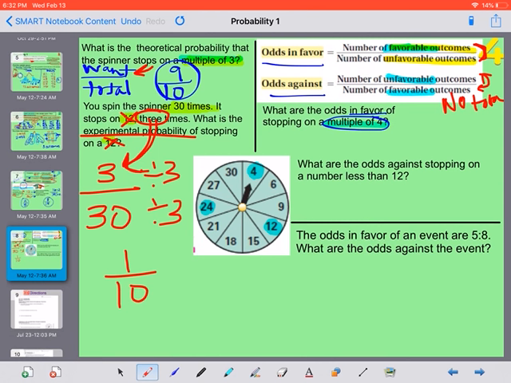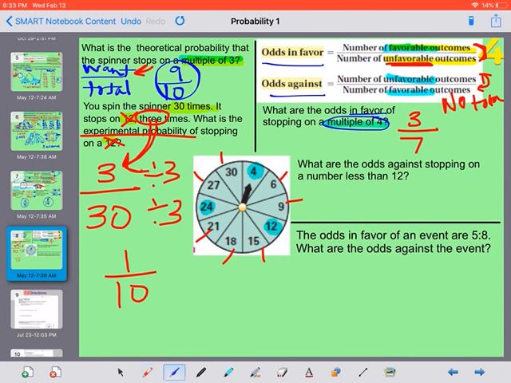So multiples of 4, there are 3 that are going to be multiples of 4. And 1, 2, 3, 4, 5, 6, 7 that are unfavorable. So we did favorable out of unfavorable. 3 good choices and 7 not so good choices.